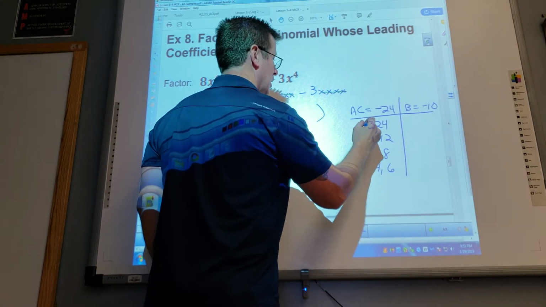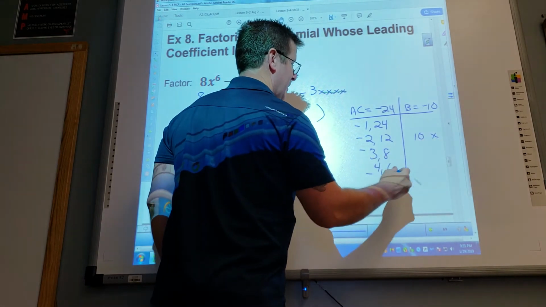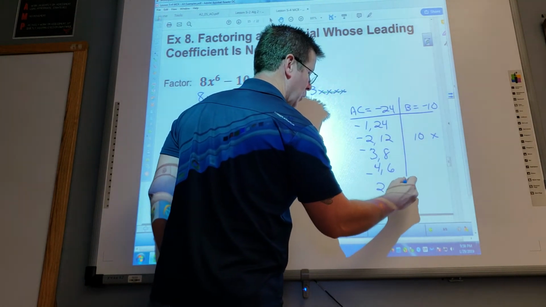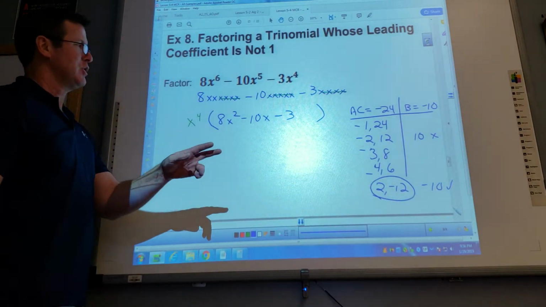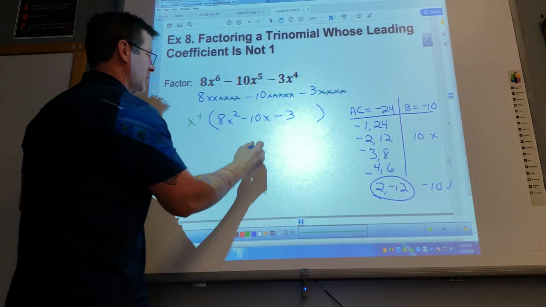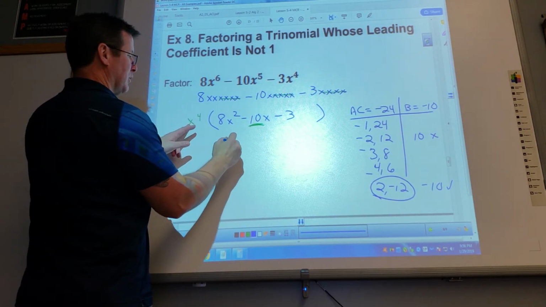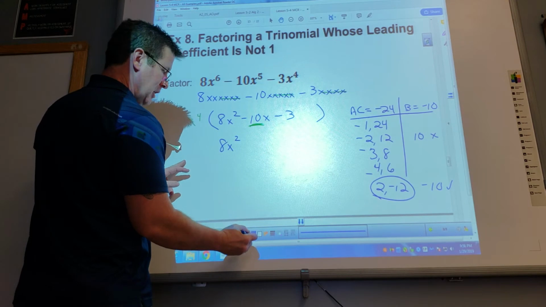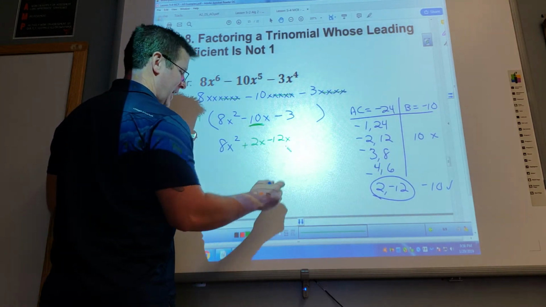Is it the 2 or is it the 12? Since that adds to positive 10, it can't be that. So let's move the negative over to the 12 because that adds to negative 10. Let's use those two to rewrite the b term. What do I mean by that? I'm going to ignore this x to the 4th for a moment. It's still part of my answer. But I'm going to rewrite the b term using these two factors.